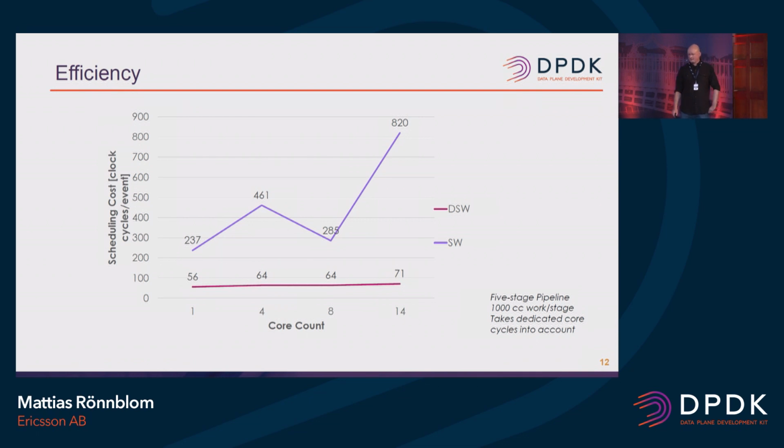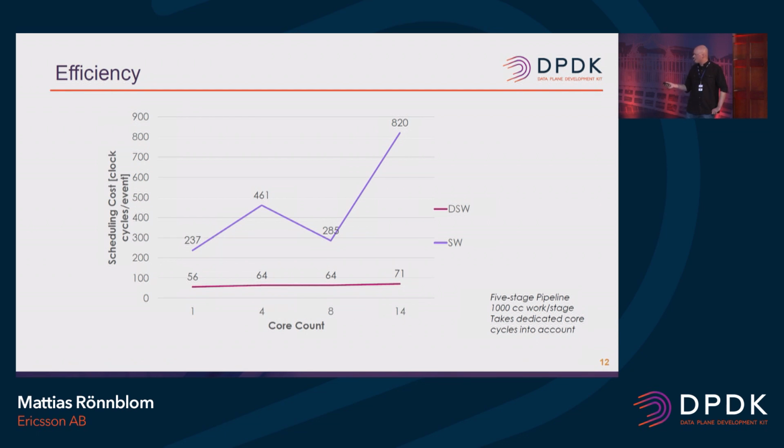The estimate for the centralized scheduler, the blue line, takes the core cycles spent on the dedicated core into account. So the 461 includes the cycles spent on the dedicated cores. As you can see, the centralized scheduler has a sweet spot at 8 cores, because then it's just 1 of 8 that's used for scheduling, so it's not too bad. And then if you go higher, you will reach the bottleneck of the centralized scheduler, so it will look like you have a lot of scheduling overhead, but it's just that the scheduler can't keep up.